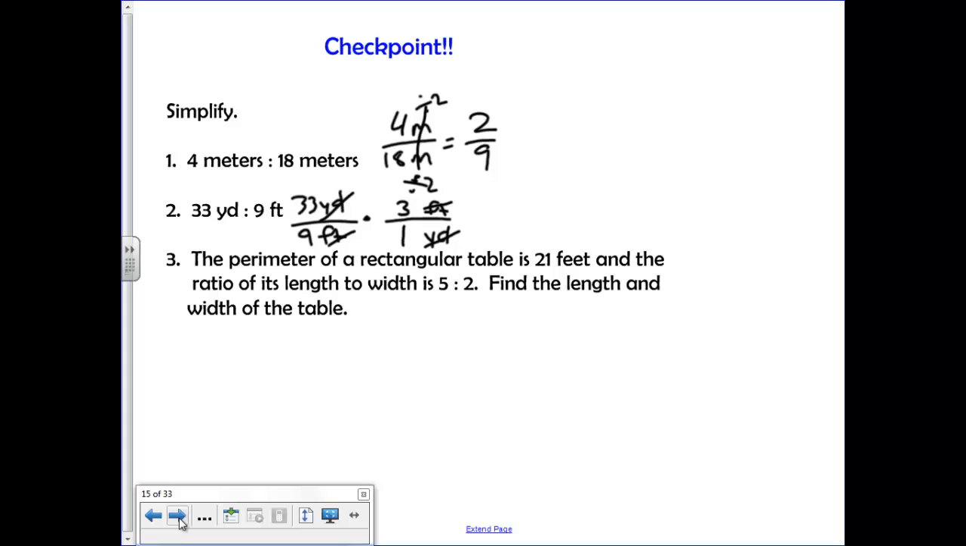Multiply across. 33 times 3, 99. 9 times 1 is 9. How's 99 over 9 simplify? What can you divide into both? 9 goes into both of them. I divide the top by 9, divide the bottom by 9. 99 divided by 9 gives us 11. 9 divided by 9 is 1. The ratio is 11 to 1.